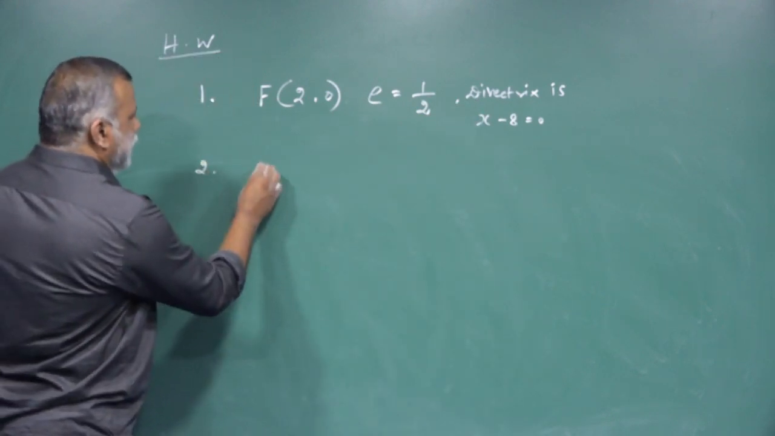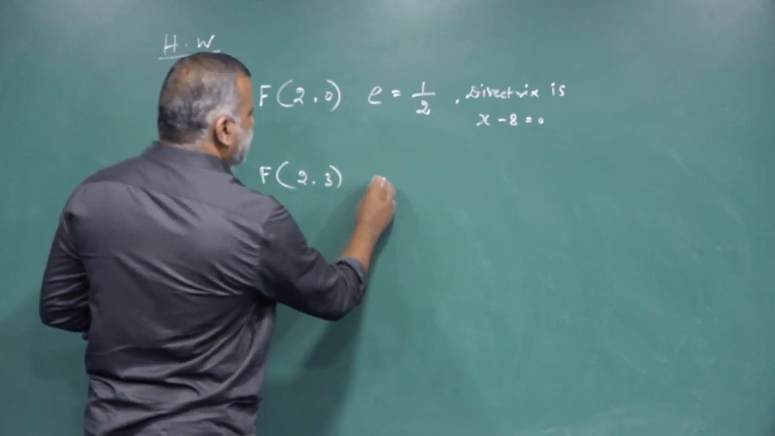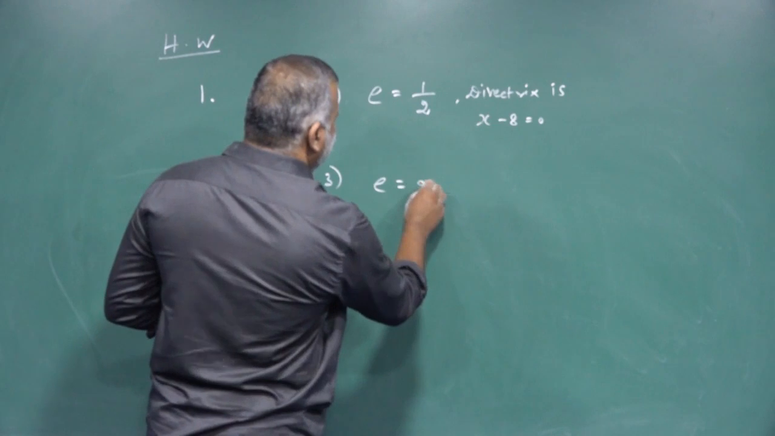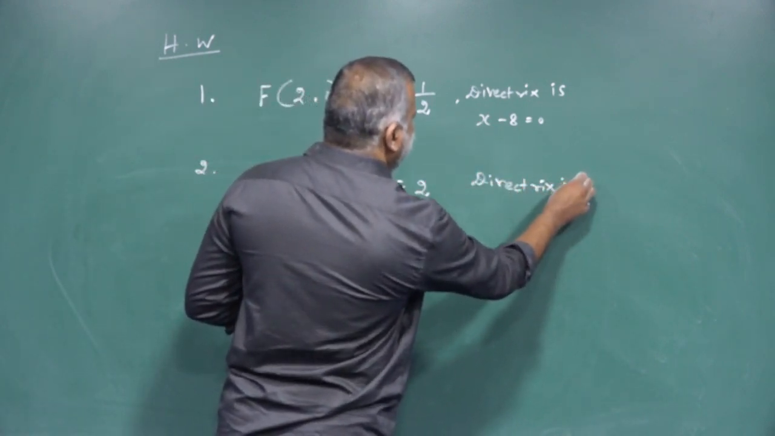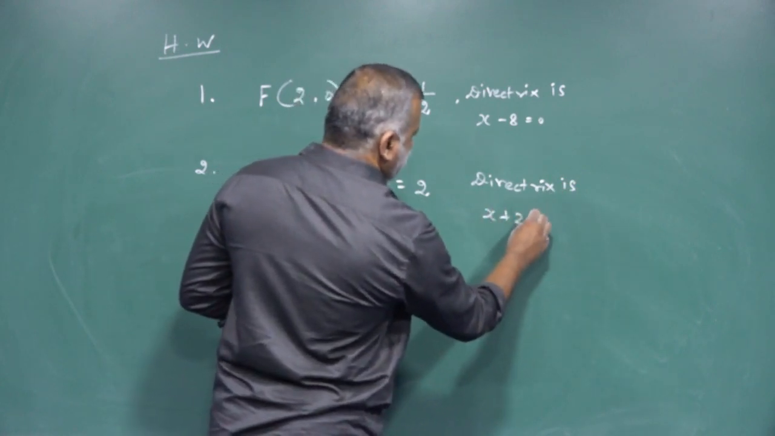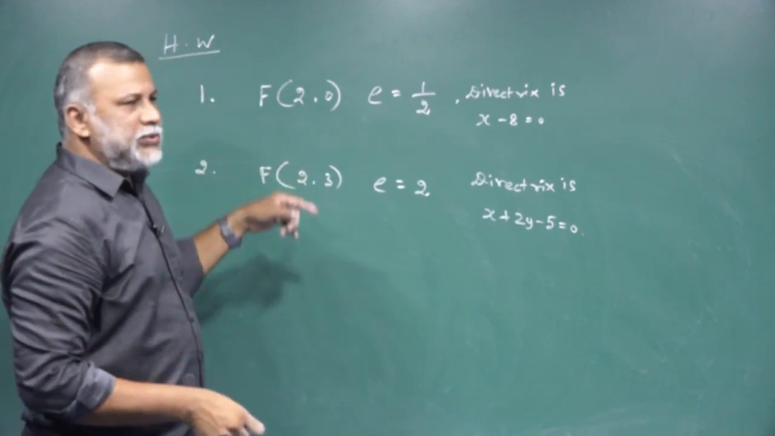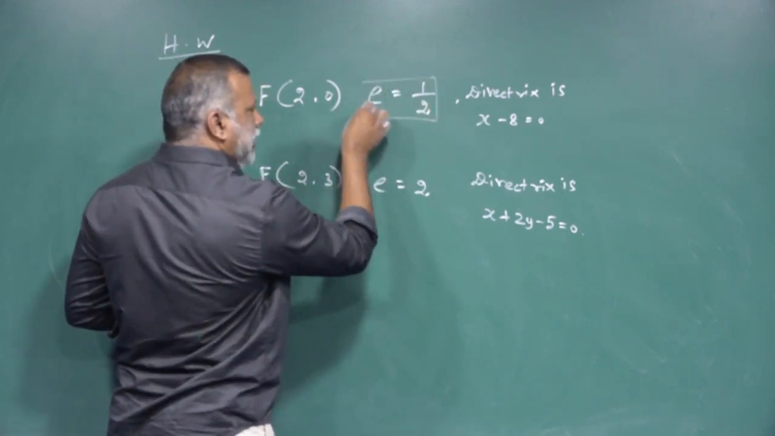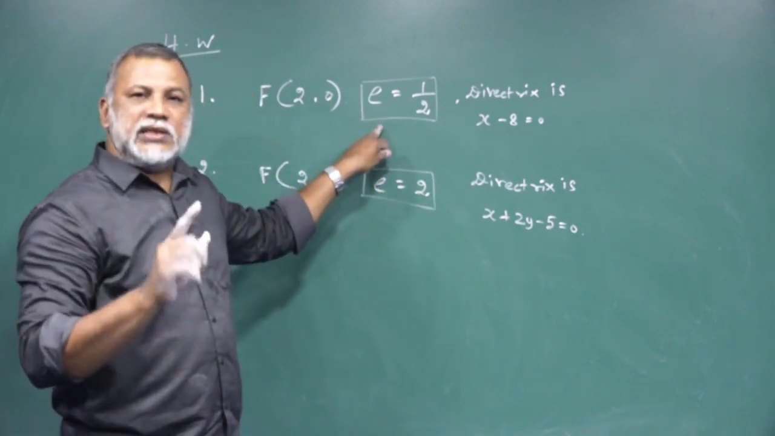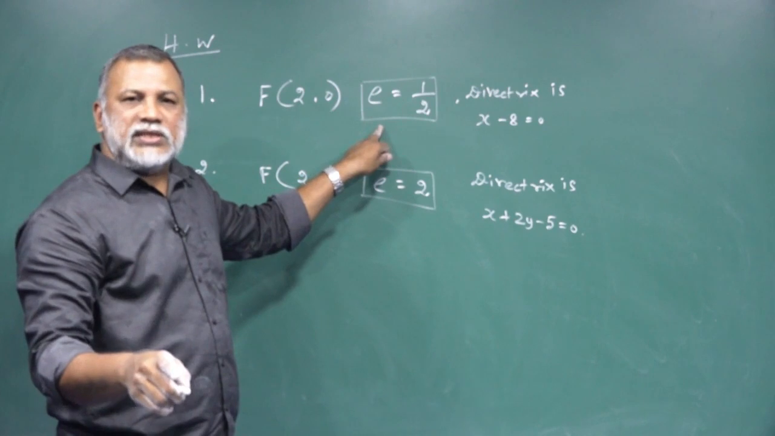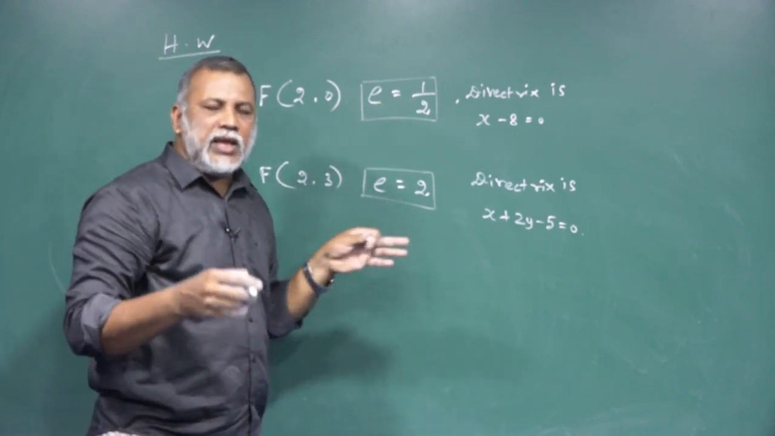The same model, F is given. The value of F is (2, 3). The value of e equal to 2. Then the equation of the directrix is x + 2y − 5 = 0. So the same concept. See here, e value less than 1, here e value greater than 1. Therefore, the first equation denotes the equation of the ellipse. Here, it denotes the equation of a hyperbola.